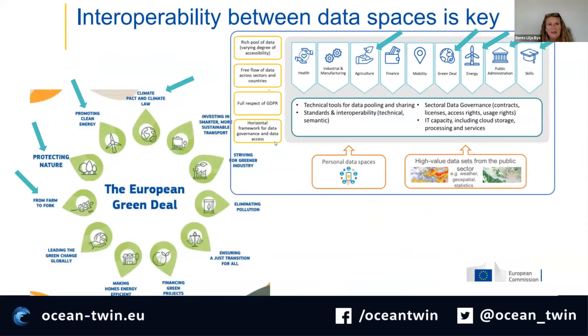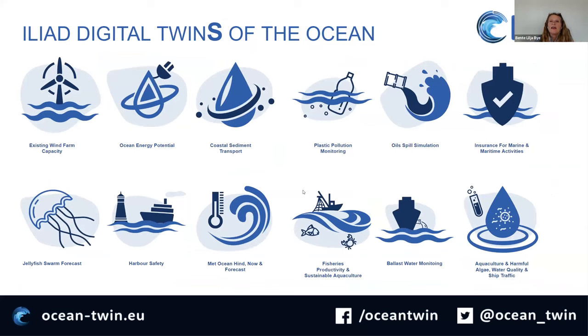We are using many different types of data from different disciplines, different standards, different formats, you name it. And they belong to different data spaces, to different data lakes and repositories. And we have to make this interoperable and use exactly what we need for the individual twins. So here you see the twins that we are talking about in Iliad. They are thematic, covering different thematic areas, but also different locations. So it ranges from ocean and new energy related to the ocean, pollution, oil spill, fisheries, of course, aquaculture. It's a variety of activities and a variety of data and models that go into these individual twins.